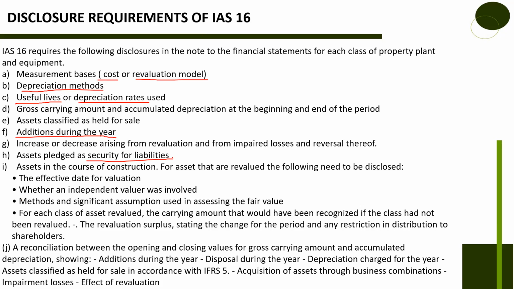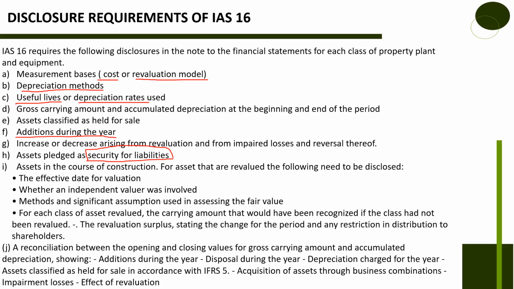Even the assets that you have pledged as security for a loan at the bank, you say our head office building is still our own, but we pledged it to GT Bank or Access Bank. You write it there. Assets in the course of construction. So you are constructing a building.